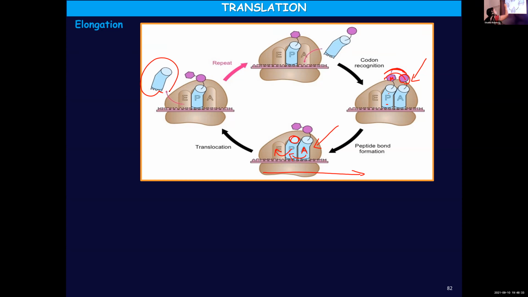Now you can see 2 amino acids here. Again, the process continues. Another transfer RNA with an amino acid will come here. Then there will be a peptide bond formation, and these 3 will be transferred here. This one will move to this side, and from there it will exit. And from the A site it will move to the P site, and the process keeps on getting repeated.